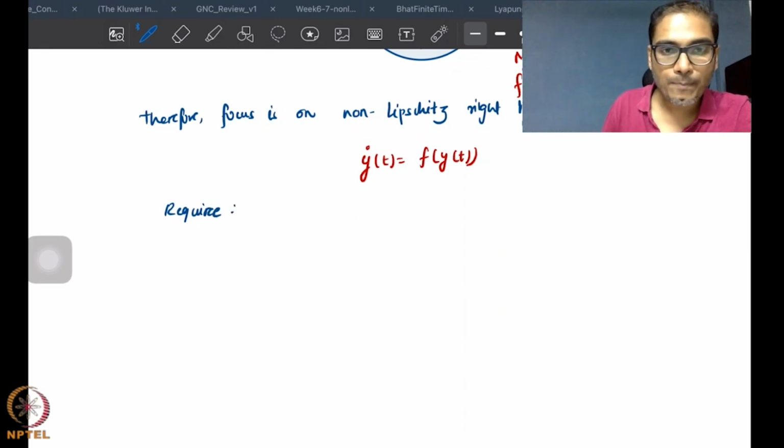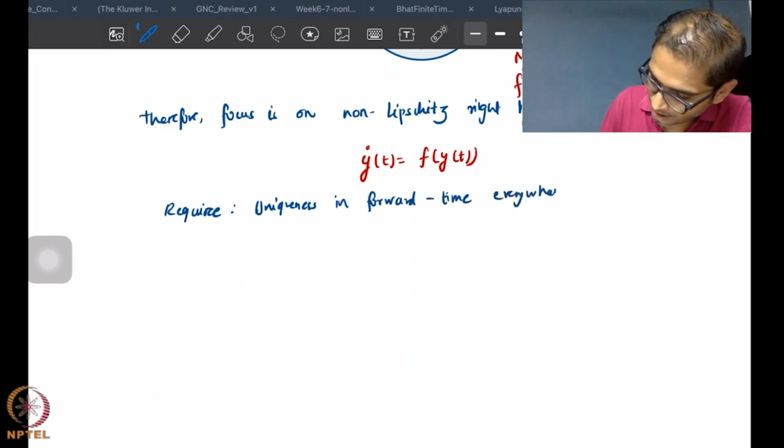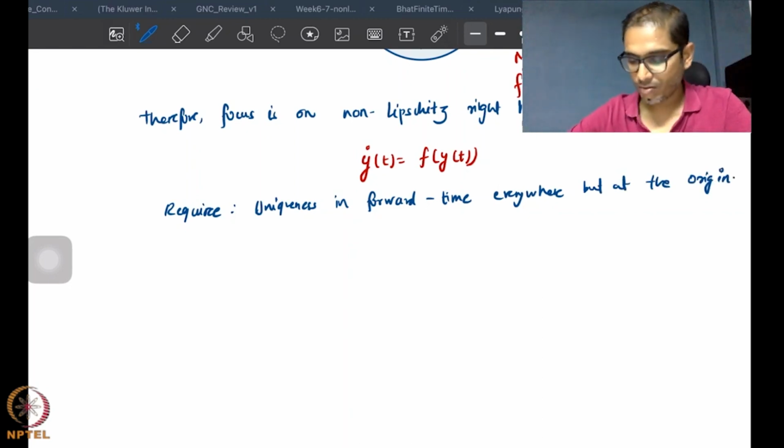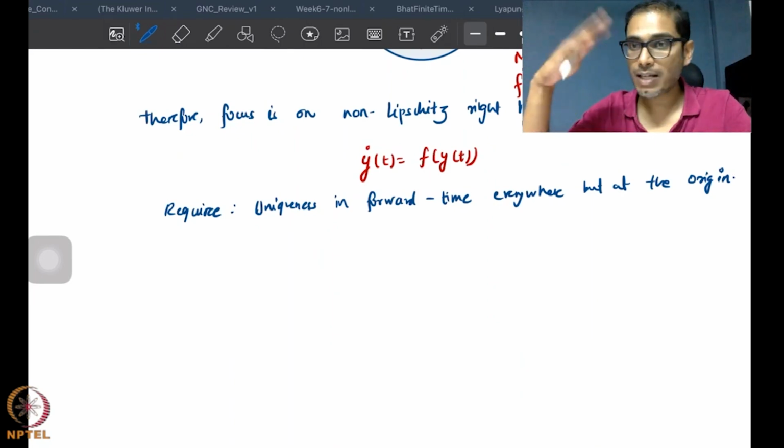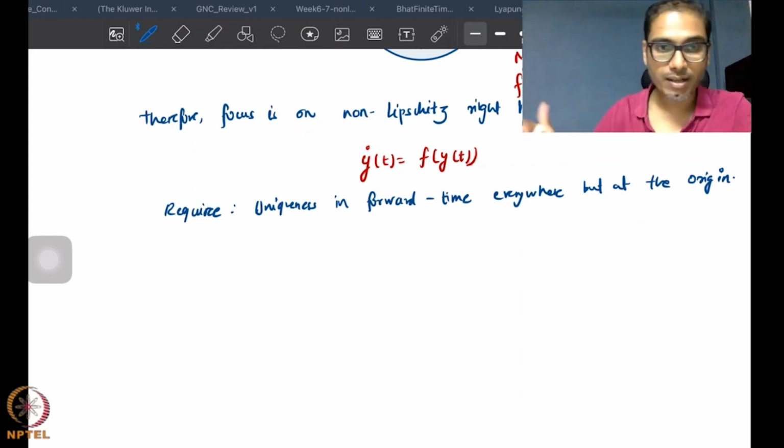We require uniqueness in forward time everywhere but at the origin. We require uniqueness in forward time because the issue was in backward time. In backward time I definitely cannot have uniqueness because I'm looking at finite time convergence, but I can require uniqueness in forward time. So I need to have some kind of Lipschitz property, but I cannot have this property at the origin, which is the equilibrium, by the way. By default all our discussions revolve around the zero equilibrium. So uniqueness in forward time everywhere but at the origin is what we require, and that's what we formalize.